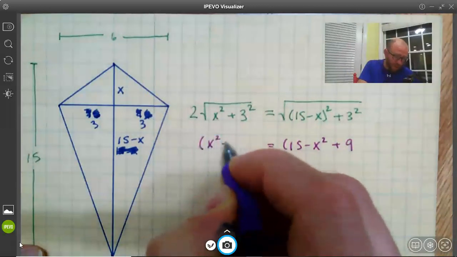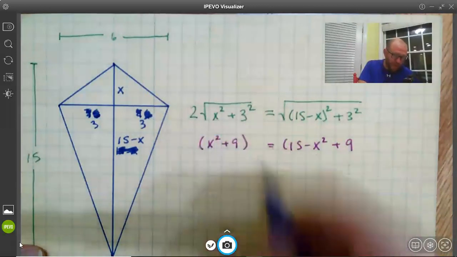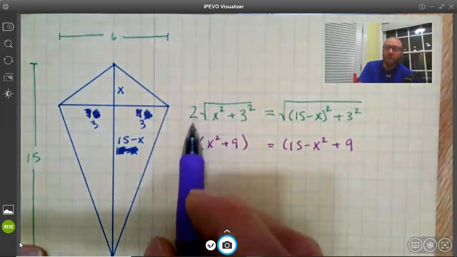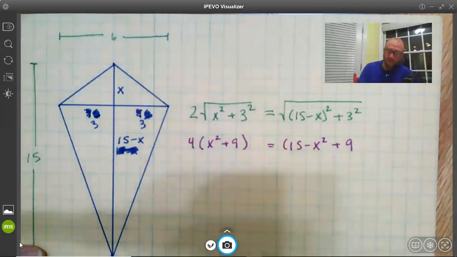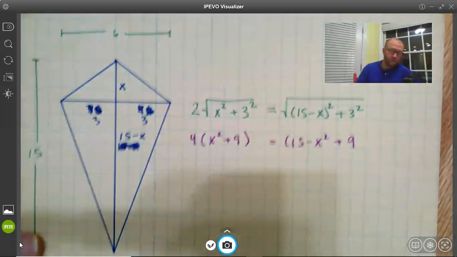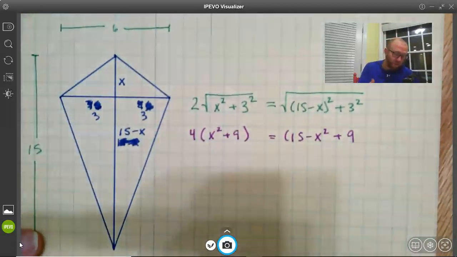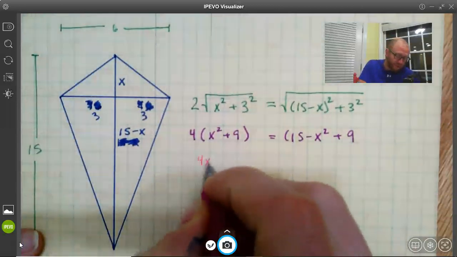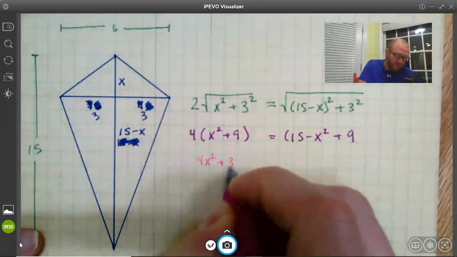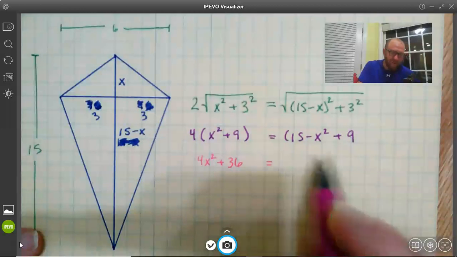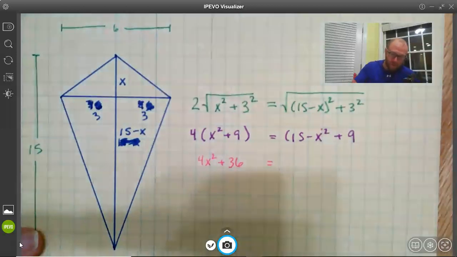We get x squared plus, and that's just 9 again. But over here, 2 squared, we have to square the 2 as well, so we end up with a 4. Okay, so let's see, I'll distribute this 4 and I get 4x squared plus 36. Oh, I forgot, hold on a second here. Let's put my parentheses in over here.